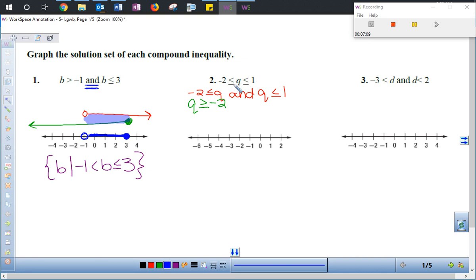Now pay attention to the symbol that comes in between the -2 and the q. It is less than or equal to, so that's going to be a closed dot on -2. Then we're going to end on +1. Again, this is going to be a closed dot because it's less than or equal to. And then since it's an and inequality, we just fill in between.